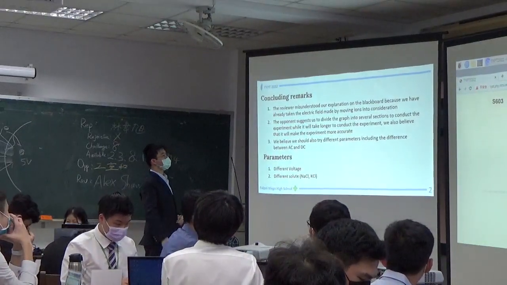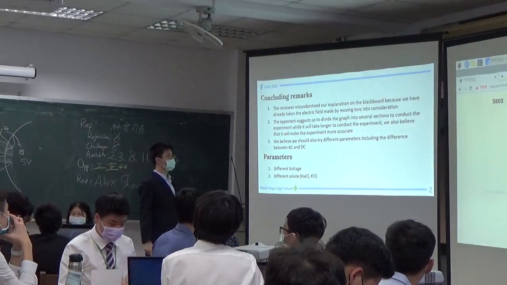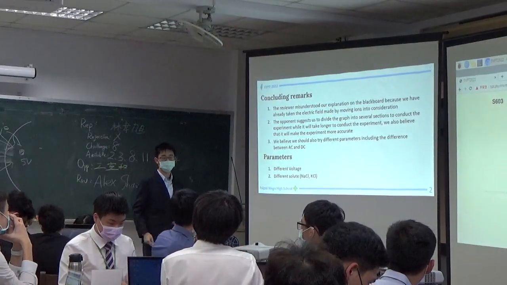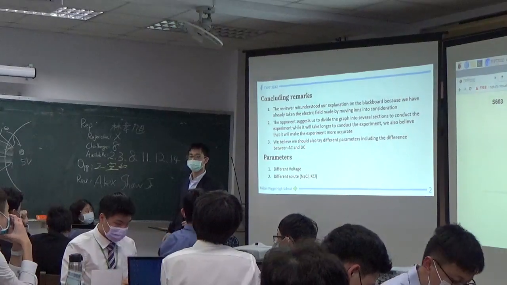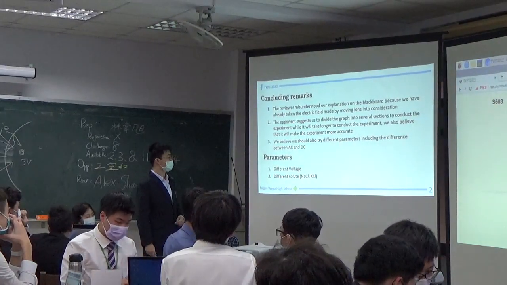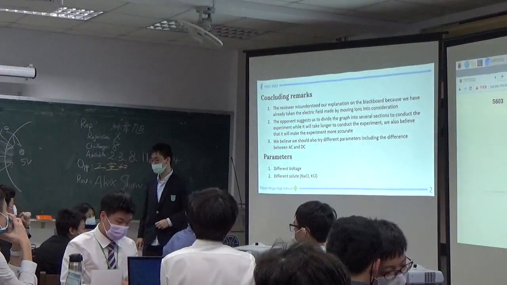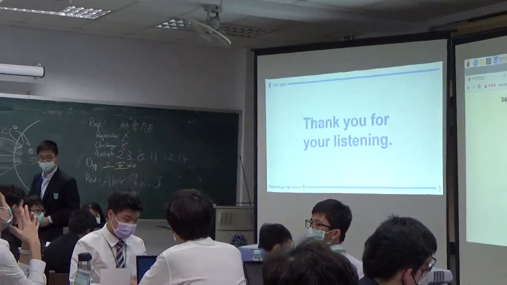So we also believe that the AC and DC parameter that the opponent talked about is very important because AC will prevent electrolysis products from flowing to the minor electrodes. So we should try that in the future as well. Thank you.